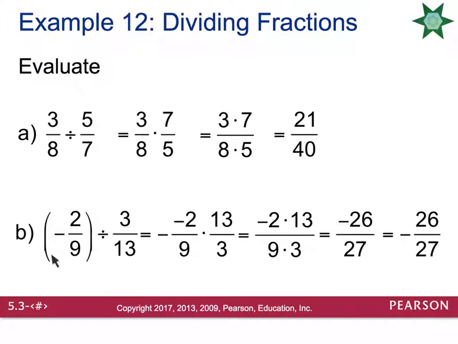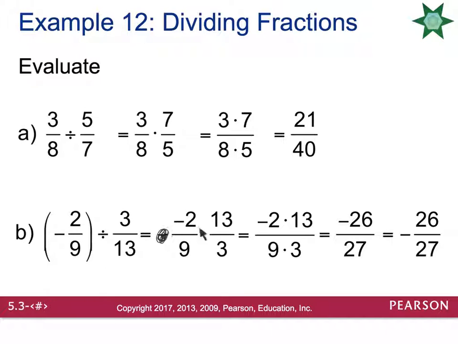Okay, minus 2/9 divided by 3/13. So let me cross out this minus because this should not be here. That was a typo. So the minus is already up there. So that's the same as saying minus 2/9 times 13/3. Now notice we can't cancel anything here or diagonally in either way. So we're just going to multiply the numerators. Minus 2 times 13 is minus 26, and 9 times 3 is 27. And don't forget the negative. So your answer is minus 26 over 27.